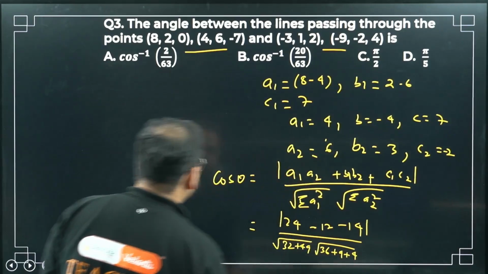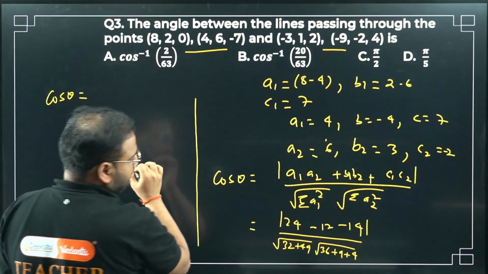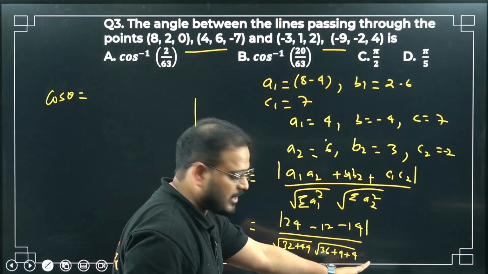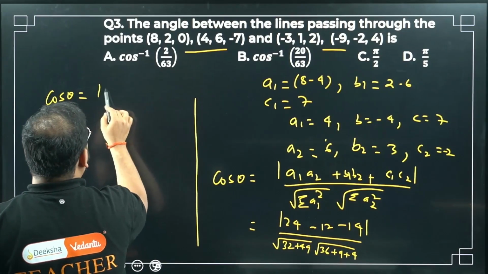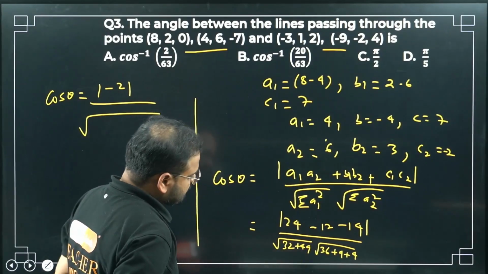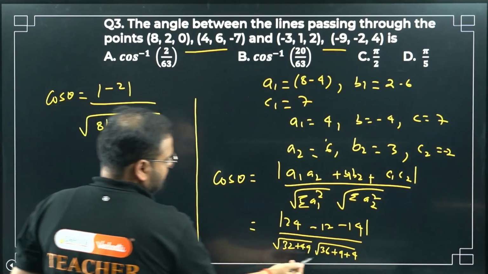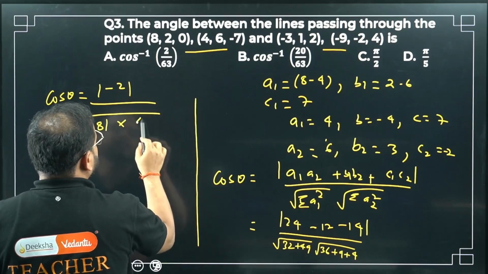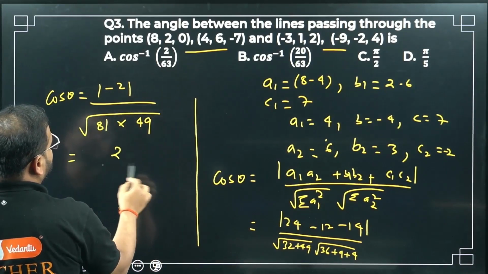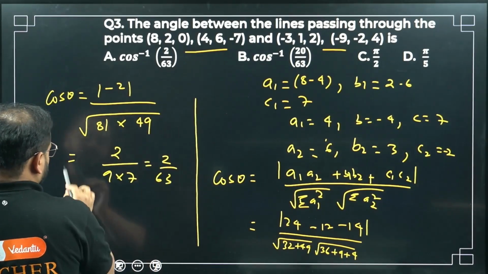Okay, great. Have a look now. I'm getting the final answer like this. So cos theta equals to what? This is going to be 24 minus 12 minus 14, so minus 2, and then mod of minus 2 divided by, have a look, over here 32 plus 49. That's going to be 81, right? So 81 into 36 plus 4 is 40, plus 9, 49. Take the root now. This is going to be 2. This is going to be 9 into 7. So 2 upon 63.